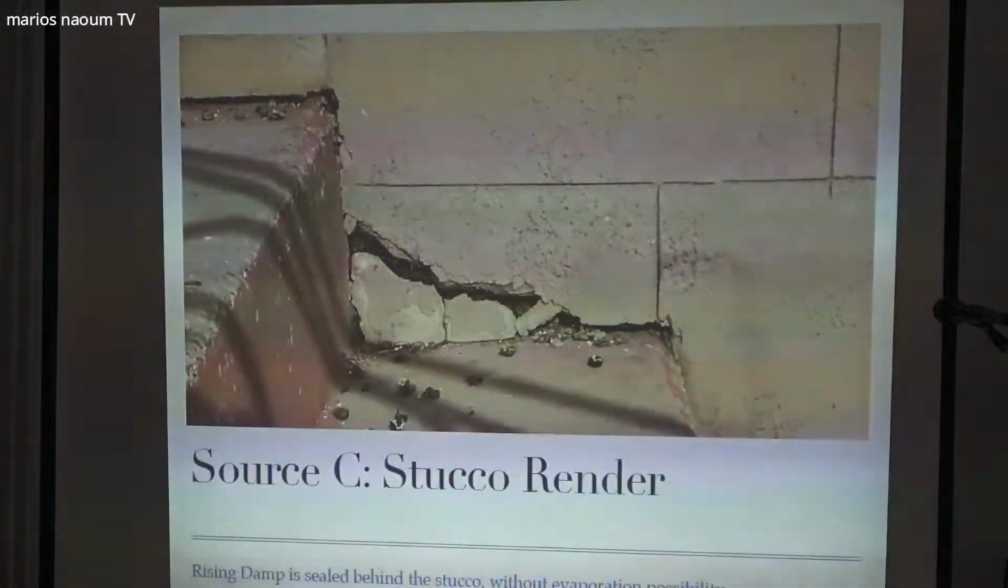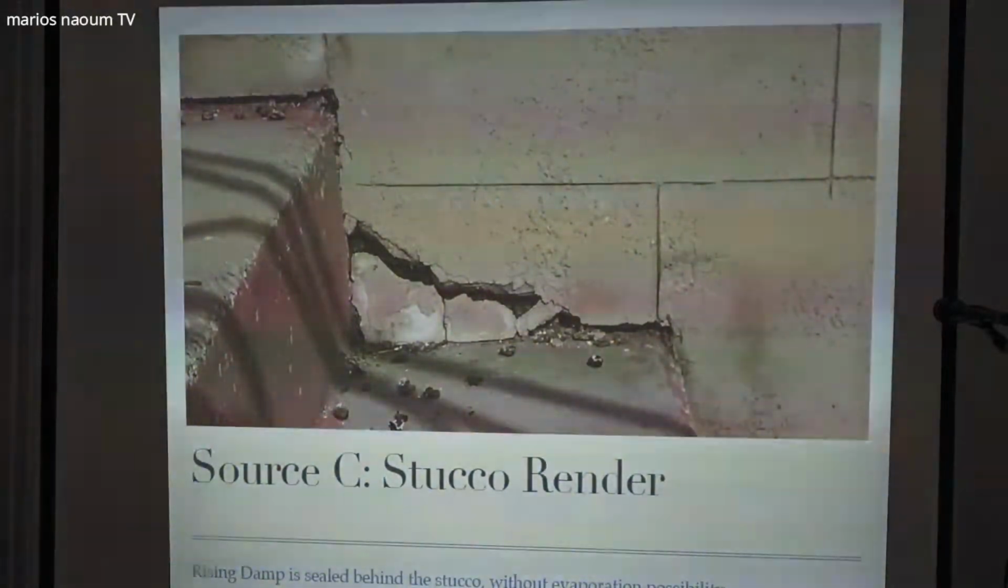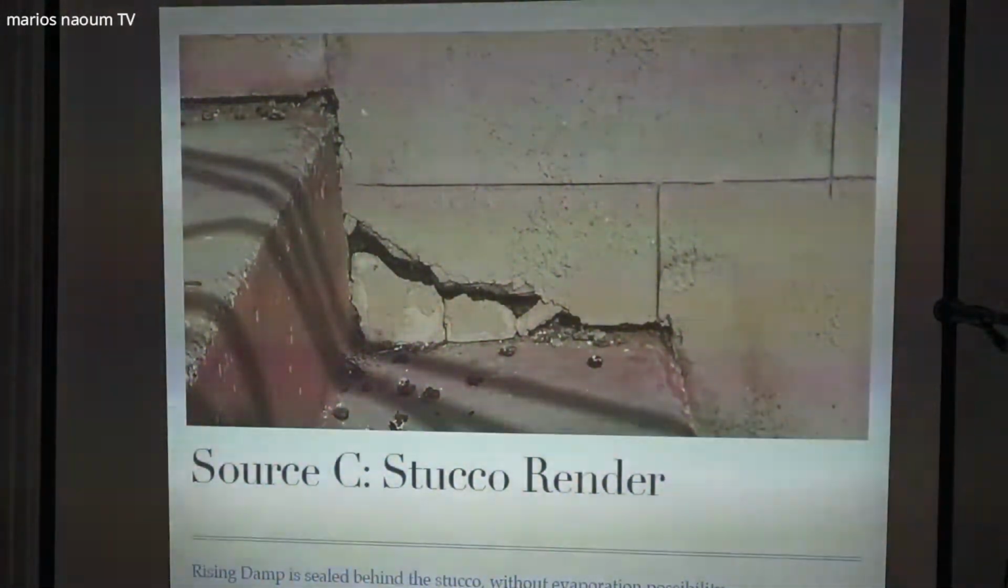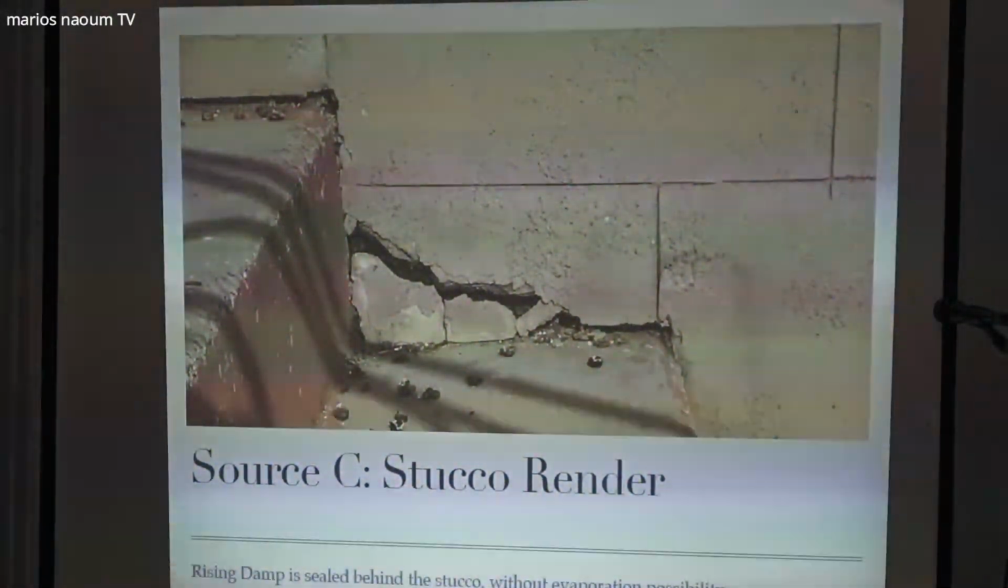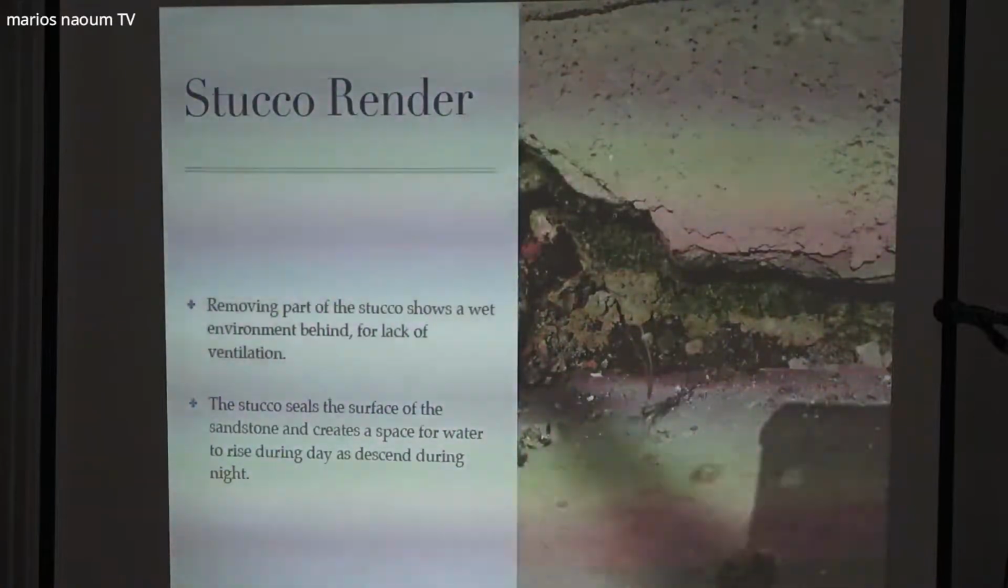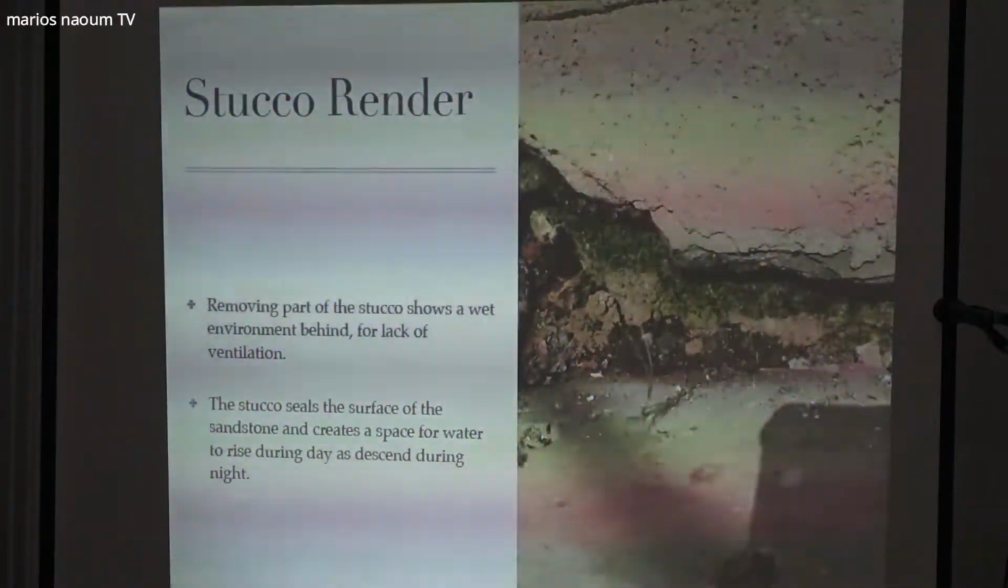During the day, the humidity rises because the stucco, which is not transparent, heats up the water which is trapped behind, so it goes up. At night, the stucco cools down and then the humidity cools down and it drops. So you have a day-night cycle where water travels up and down and gradually erodes the church surface foundations. If you remove the stucco render, this is what you will see behind.